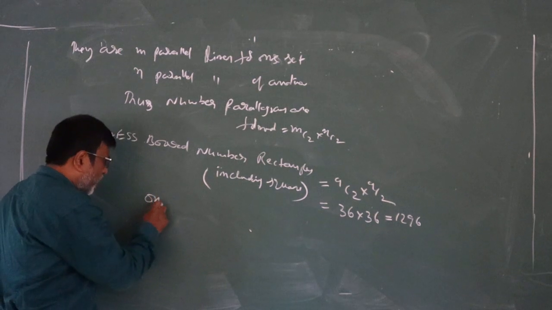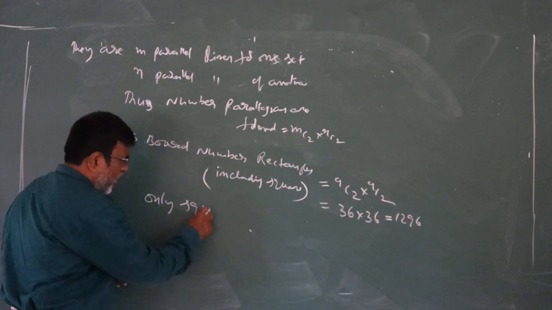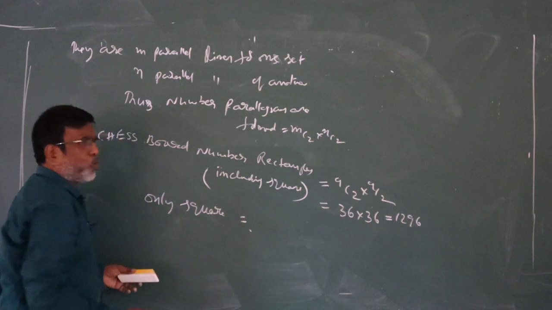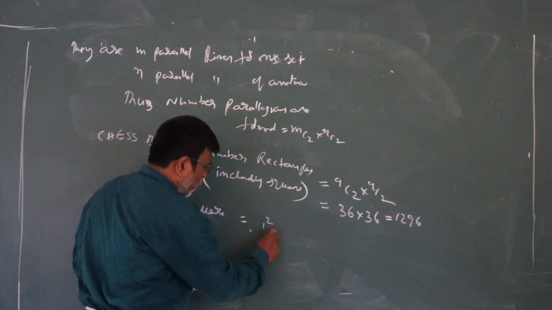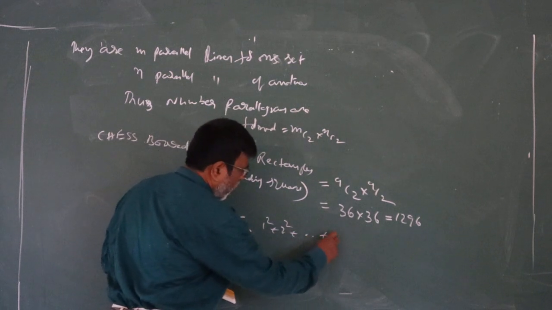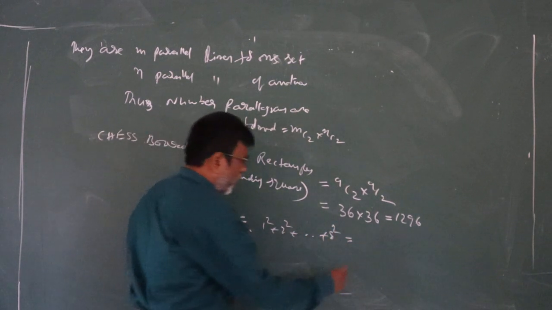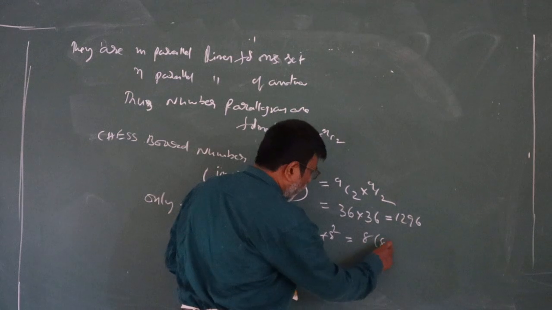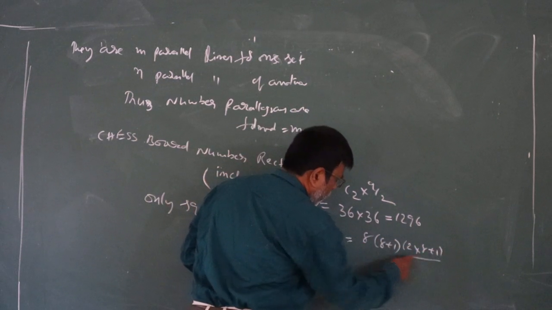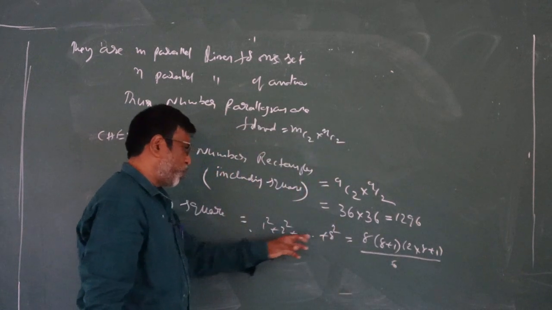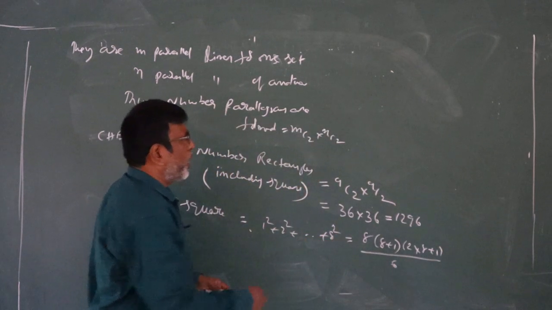Suppose only squares are asked. 8 by 8 blocks are there. We take 1 square plus 2 square and so on up to 8 square. It is nothing but n into n plus 1 into 2n plus 1 by 6. This is the formula. So 1 square, 2 square, this is the shortcut formula.